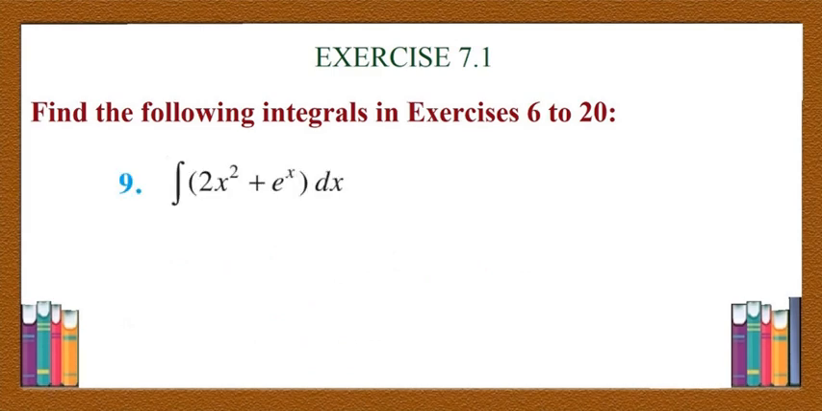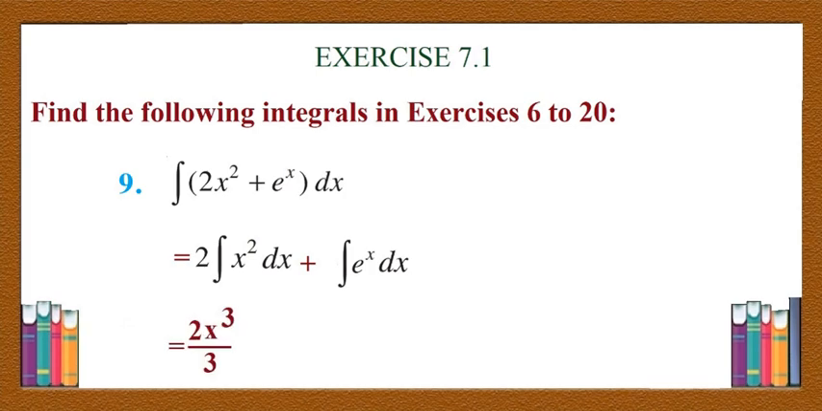Next one, integration of (2x square plus e power x) dx. And again you can apply the rule of integration. You will have 2 into integration of x square dx plus integration of e to the power x dx. Integration of x square dx is x to the power 3 divided by 3, and that is equal to 2 into x cube by 3 plus e power x plus c is the answer for this question.